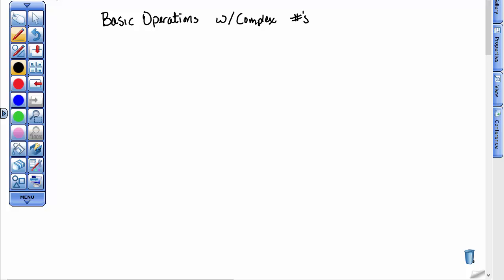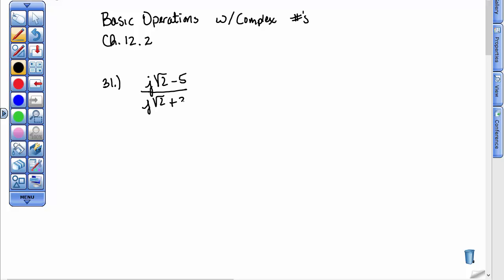I'm just going to answer a few questions for you right now. Chapter 12, Section 2, Basic Operations with Complex Numbers. The first one is question number 31. Pretty interesting looking. And it says, perform the indicated operation.